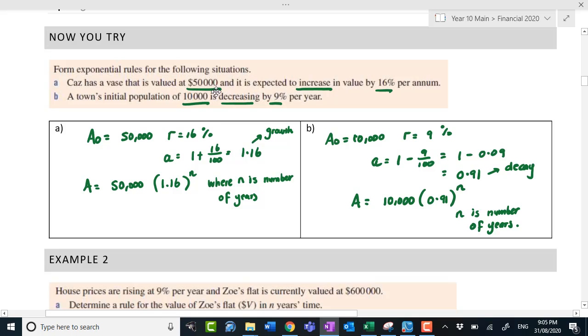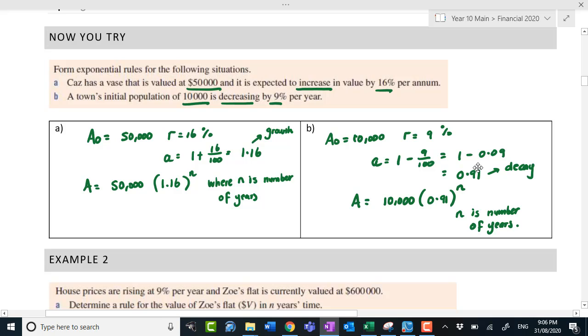it's decreasing by 9%. So we've got to work out what our decay rate is. So instead of adding 9 over 100, we're subtracting 9 over 100. Now, 9 over 100 as a decimal is 0.09. We can go back 2 decimal places, 1, 2, and if I subtract 0.09 from 1, it gives me 0.91. That's decay. It's going to get less and less. So therefore, the exponential equation is going to be this, where n is the number of years. Okay, so I'm hoping that's making a little bit of sense now.